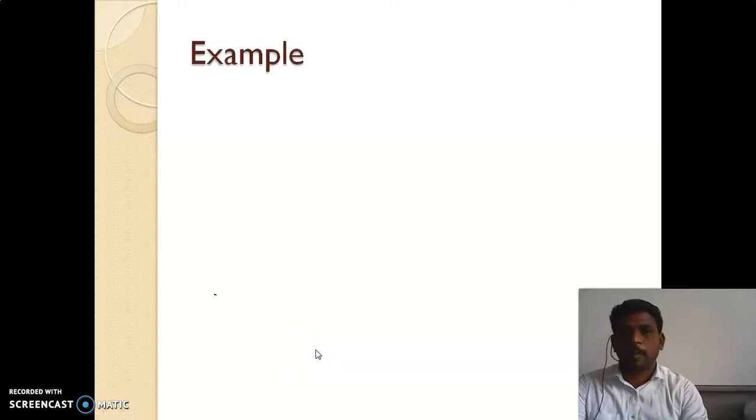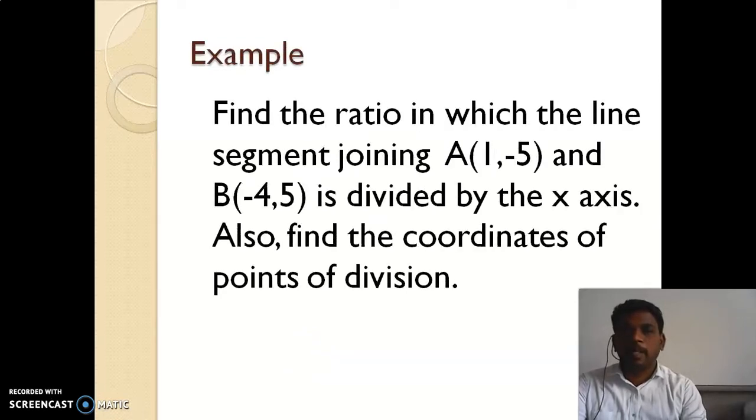Let us continue the slides now. So look at the next example. Find the ratio in which the line segment joining A of 1, -5 and B of -4, 5 is divided by the x-axis. Also, find the coordinates of points of division. So here, they're asking to find out the ratio. Already you know how to find out the ratio.